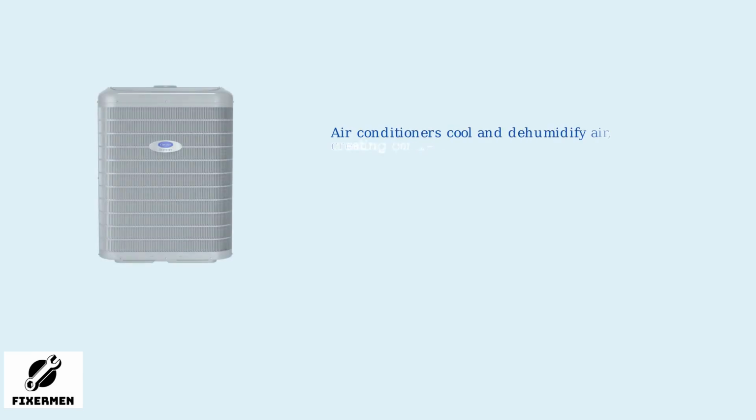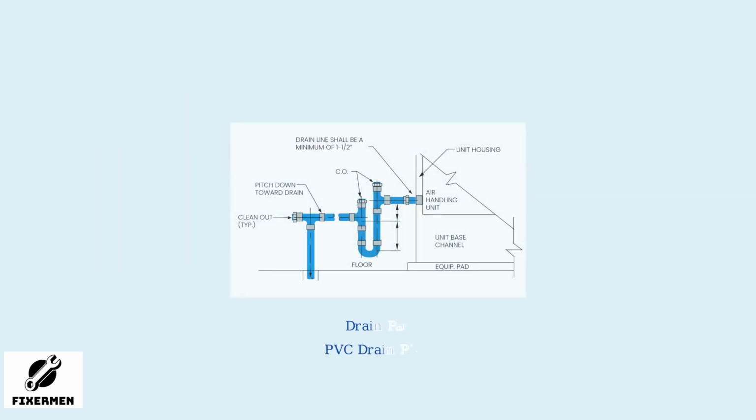Air conditioners work by cooling and dehumidifying the air, which creates condensation. This water collects in a drain pan inside the unit and flows outside through a PVC pipe. For proper drainage, the pipe needs at least a 1/4 inch drop per foot to ensure gravity flow.